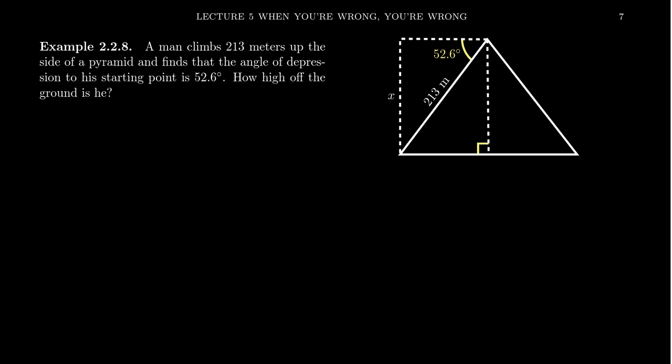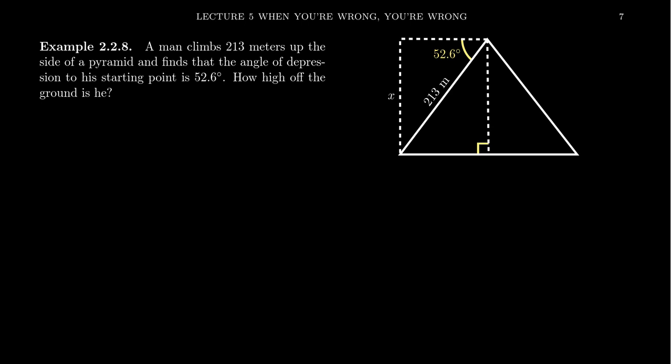Here's another example. Imagine that a man climbs 213 meters up the side of a pyramid, as illustrated over here. I'm not saying that the pyramid is 213 meters tall. That is the side of the pyramid that the man is hiking up. At the top, our hiker measures the angle of depression, and he finds that the angle is 52.6 degrees. Using this information, what is the height of the pyramid? That is, how far up is the man from the base? How tall is this pyramid? That's what we want to find.